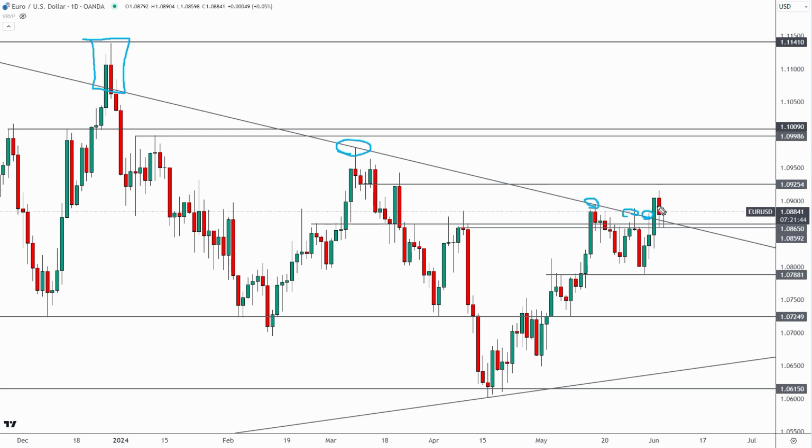Now we have another situation where we got Monday closing above this level. Monday closed above, we had Tuesday holding above as well, and then of course, today on Wednesday, the market is once again holding above.